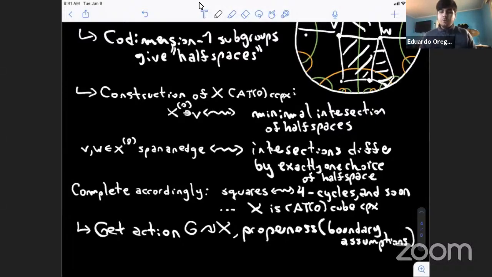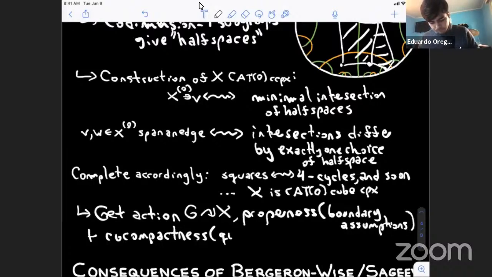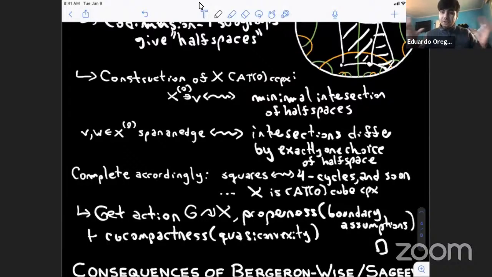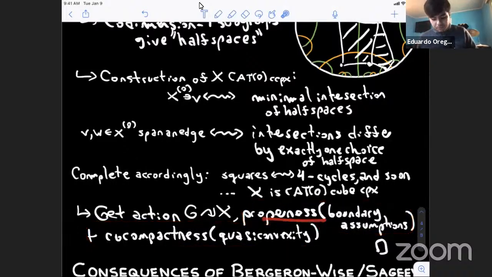At this point, we remember that all of this came from assumptions on separating points on the boundary. And co-compactness will come from quasi-convexity of the codimension one subgroups. Of course, there are a lot of non-canonical choices here, so usually the cubulation we get is non-canonical. All of this might seem like a black box, and probably I should say that properness is a black box. There's a lot of work to be done there.